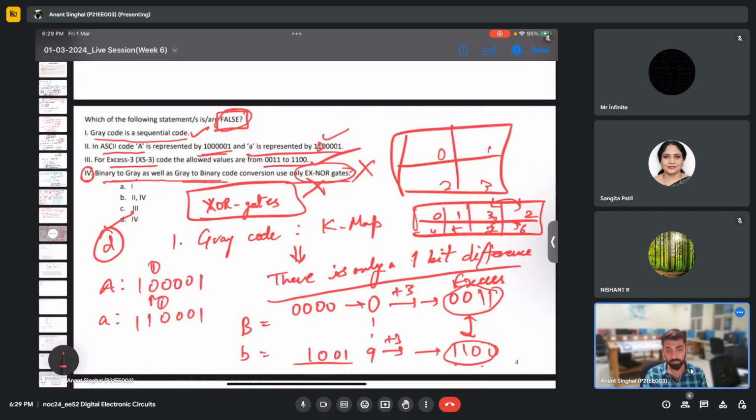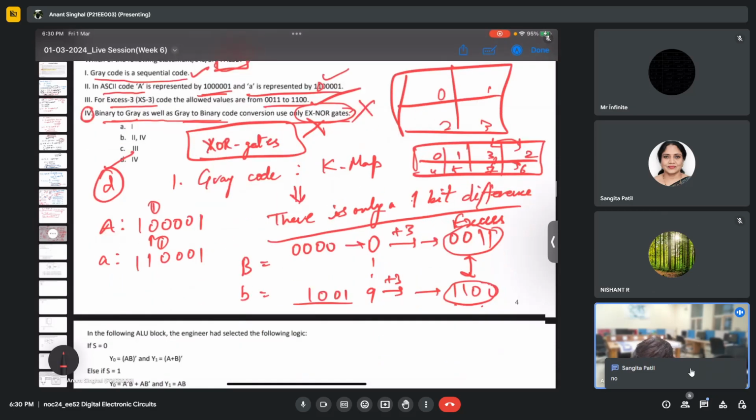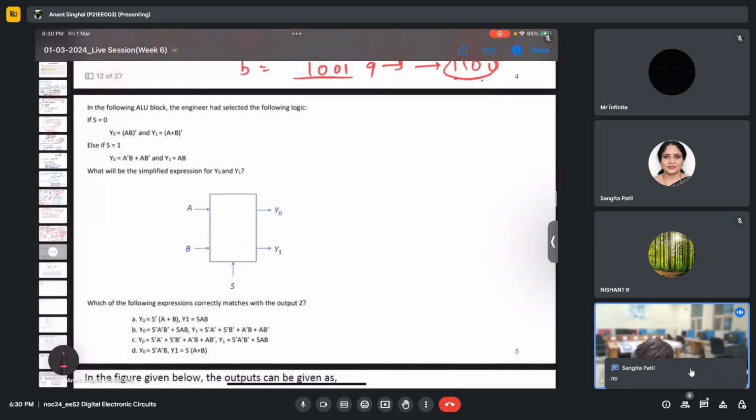Is there any doubt in this particular problem? Anyone, any doubts? No, sir. Fine, then we can move ahead. Maybe you can take some time to solve this. This is a good question.